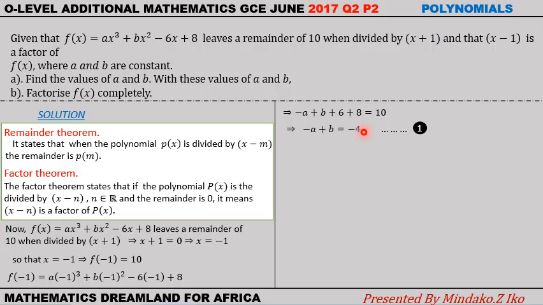Now notice something here. When you are looking for two unknowns, you need two equations; 3 unknowns, 3 equations; 4 unknowns, 4 equations, so that you can solve them. So that's my equation 1.